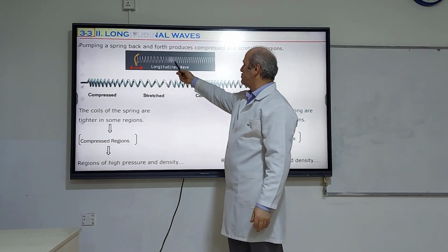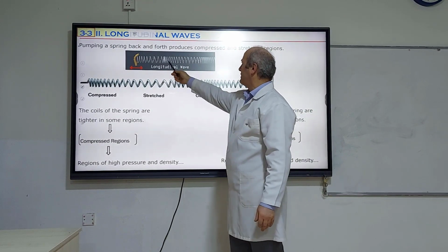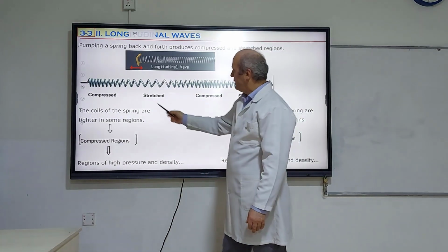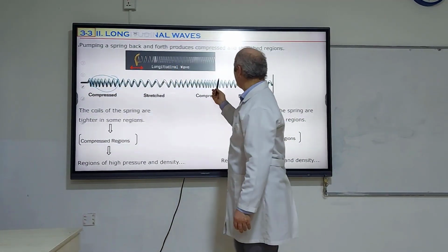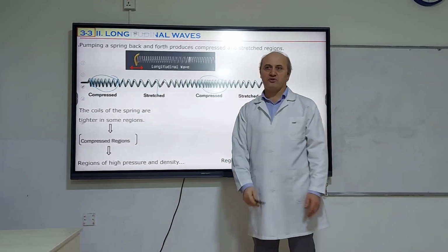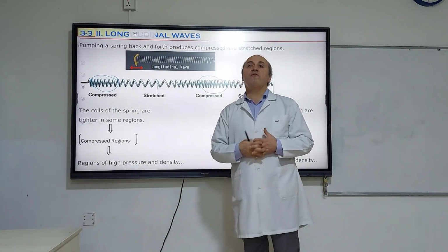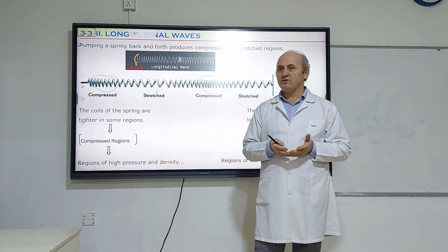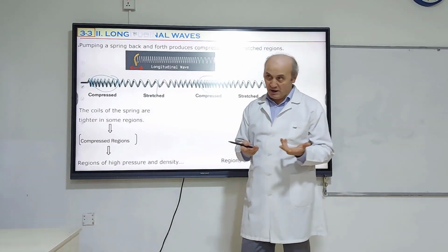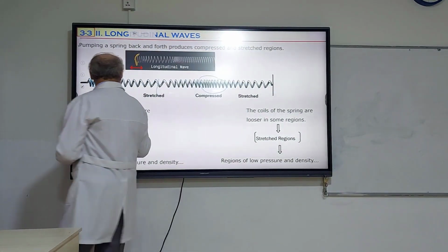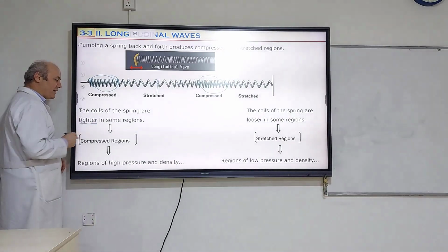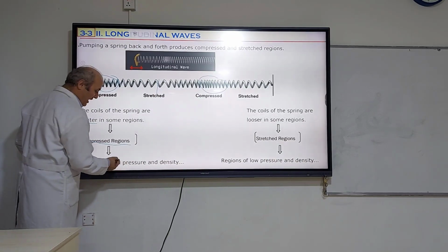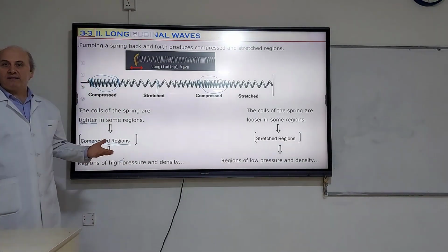As you see, the compressed region is moving. Then another compressed region is moving, but a compressed region is followed by a stretch region. Between two compressed regions is a stretch region. These are regions of higher density, because if the particles get closer, density increases. Also pressure increases, but perhaps you know. So the coils of the spring are closer in some regions. These are compressed regions, regions of higher pressure and density.